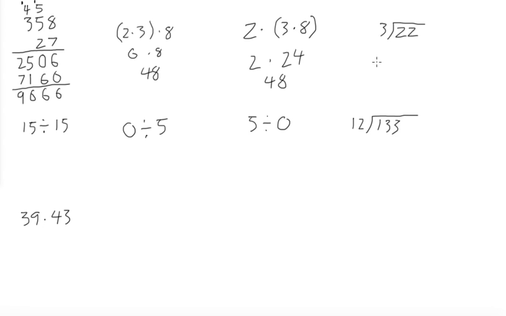22 divided by 3. 3 does not go into 2, so we put an x there. 3 goes into 22 7 times, so we have 21 there, minus 1, the remainder of 1. Okay, 15 divided by 15 is 1. 0 divided by 5, that is 0. 5 divided by 0 is undefined.